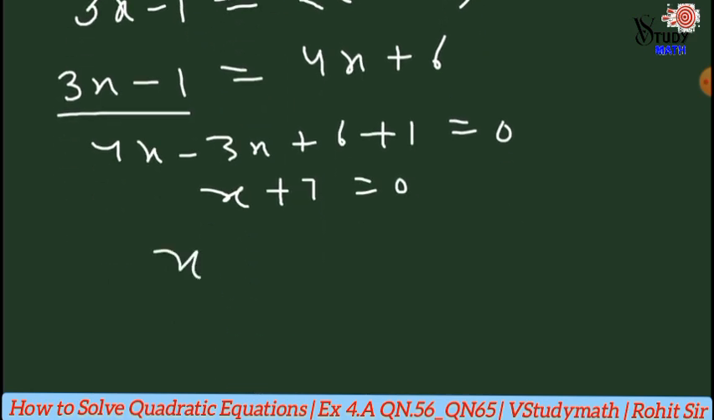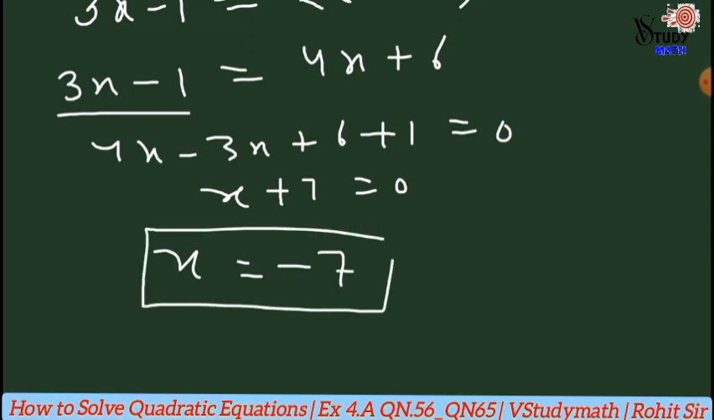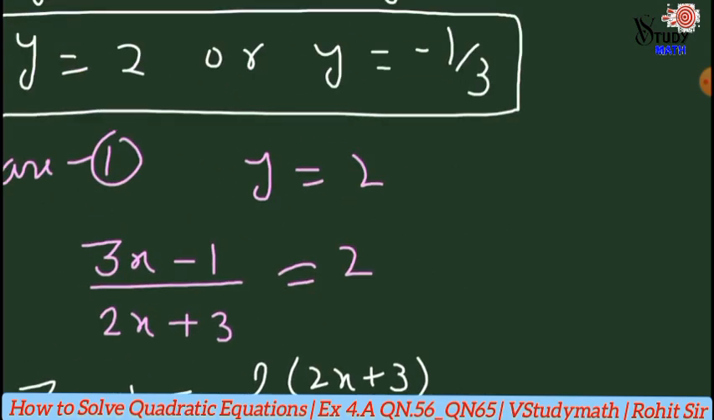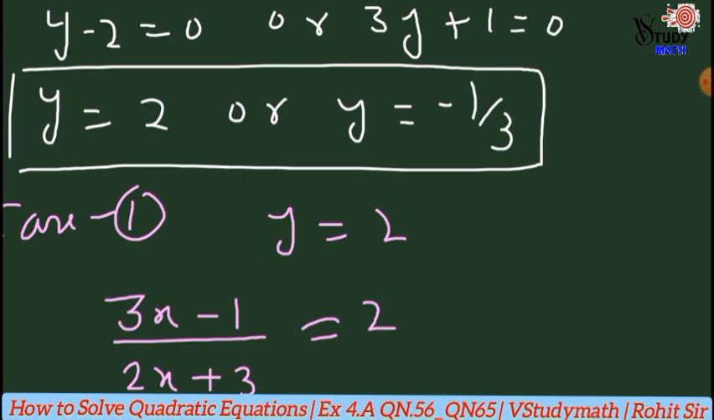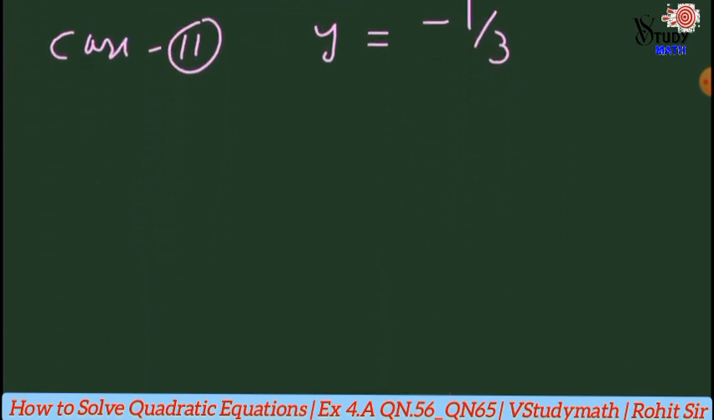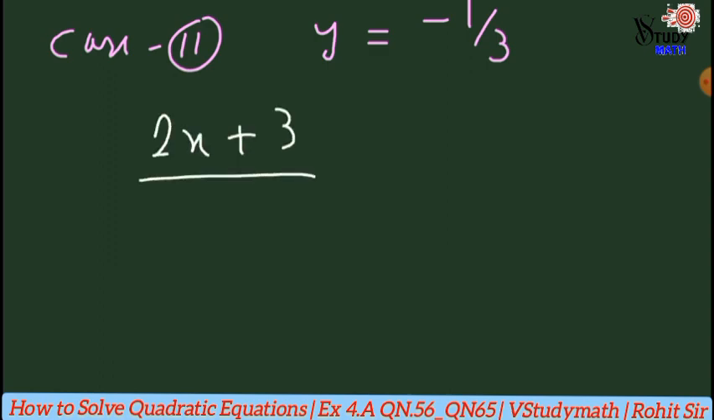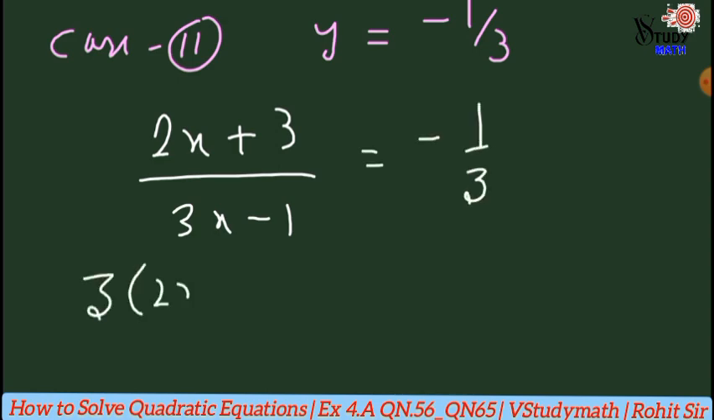Now comes case number 2, when y is equal to -1/3. Let's check once. Yes, y is equal to -1/3. Now put the value of y again here. The value of y is (2x + 3)/(3x - 1) is equal to 1/3. Now by cross multiplication, this 3 is multiplied here, 3(2x + 1), and -1 is multiplied with 3x - 1. Then we have 6x + 9 is equal to -3x + 1.